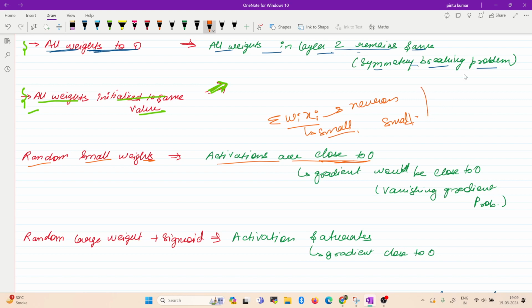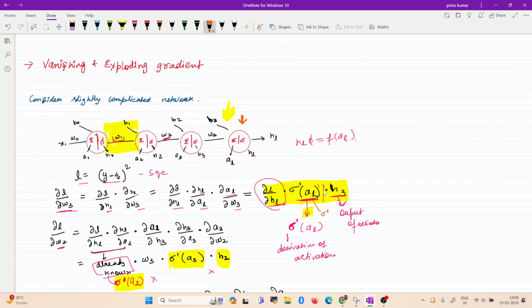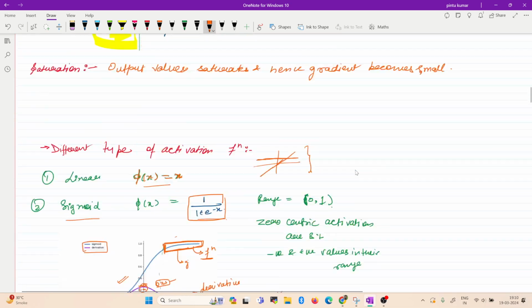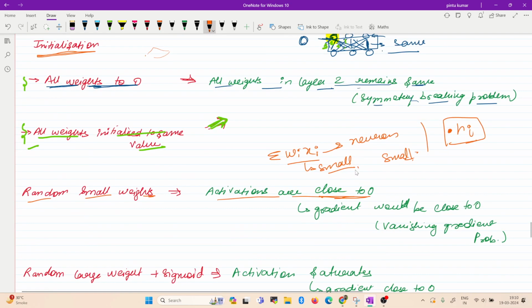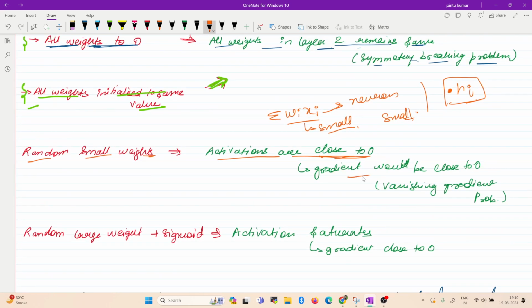And as you remember, in the gradient we have a last term, the term hi in the multiplication, which I mentioned in the beginning of today's class. That would mean that the gradient you are obtaining is close to 0. That's why you would encounter the vanishing gradient problem. So if you take random small weights, you will encounter the vanishing gradient problem.